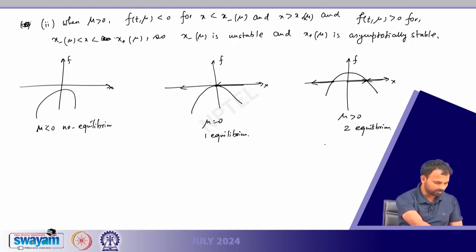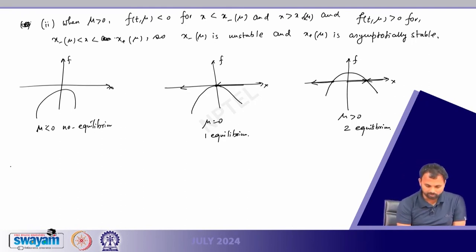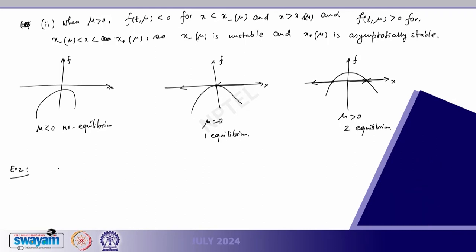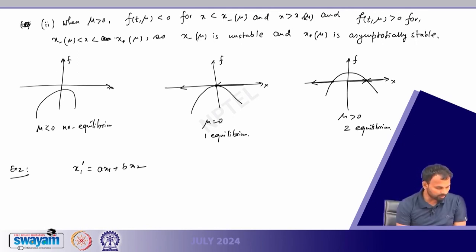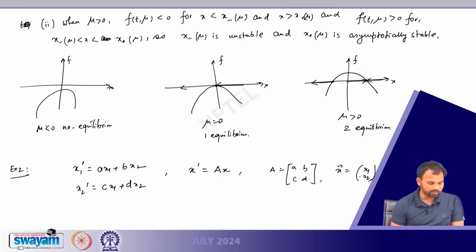There can be several other examples. For a system of equations, I am not going to derive it, but I am just going to give you this for verification purposes. x1 dash equals a x1 plus b x2, and x2 dash equals c x1 plus d x2, where you can think of it as x dash equals A x. Basically x equals (x1, x2) and your matrix A is (a b; c d), right. For this system you can check the stability, and it will heavily depend on all four parameters involved in this equation, right.